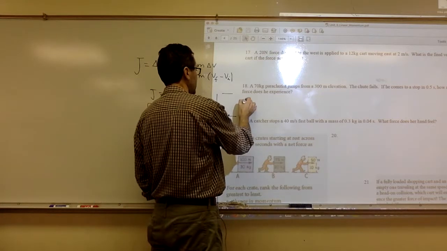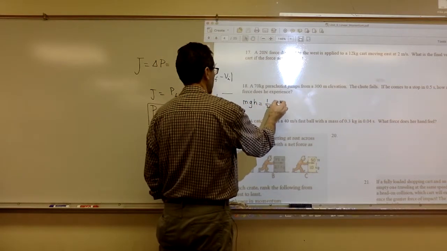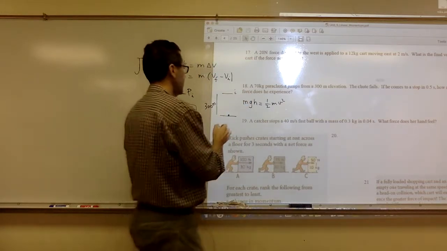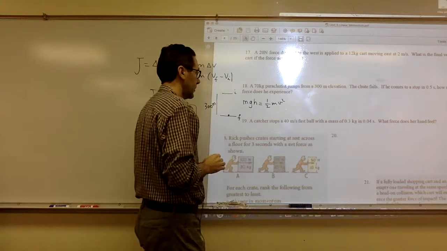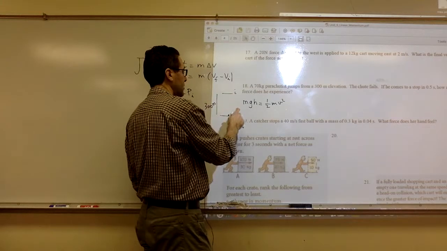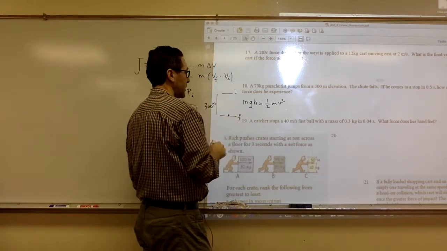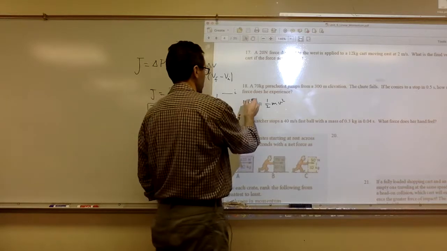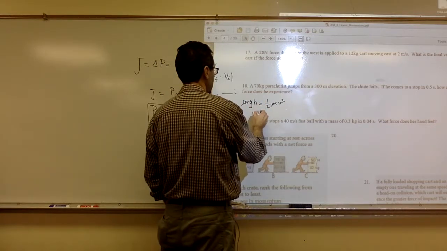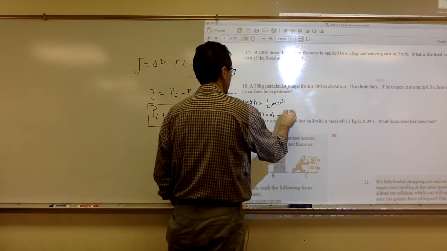So it's going to be mgh equals half mv squared. My initial state is the moment the chute fails, and my final state is the moment they're going to hit the ground. So up here at the initial state, I only have gravitational potential energy, assuming I choose the ground as the reference. And at the bottom, I'm only going to have kinetic. So we don't care about the mass. That's going to come in later. So this is going to be 10 times 300 equals half of v squared.